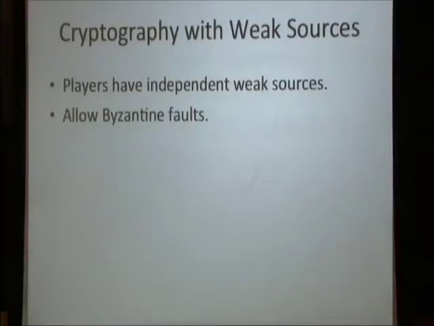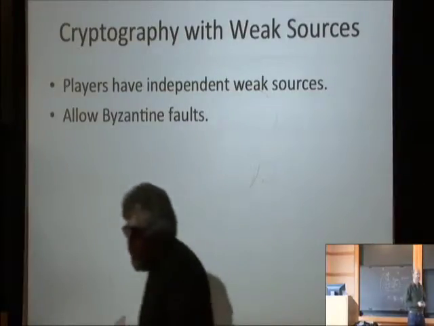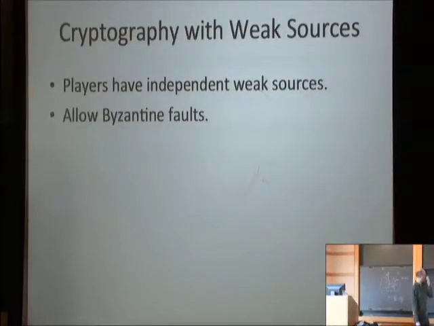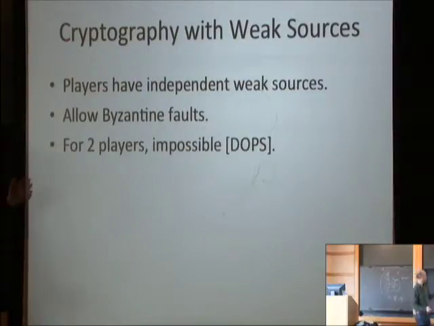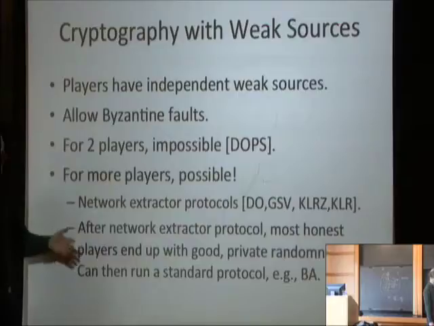Okay, so one use of these extractors for independent sources is cryptography. There's a natural model: cryptography with weak sources. Here, each player has an independent weak source, and we'll allow Byzantine faults. For 2 players, many things are impossible. It's impossible for one person to encrypt if they just have one source; you can't really do much. But it turns out that for more players, this is possible.